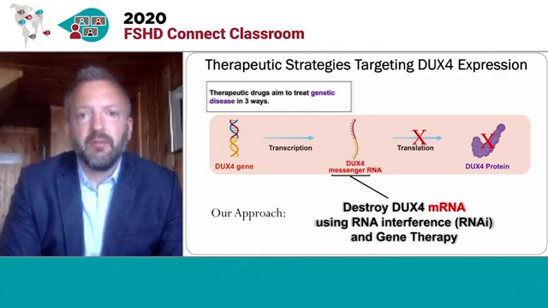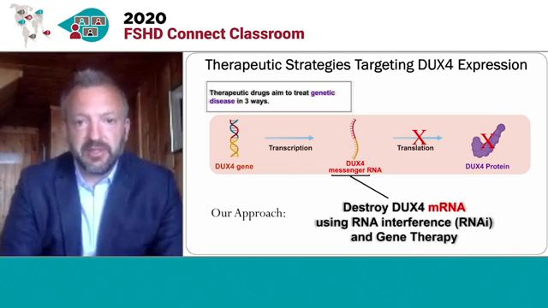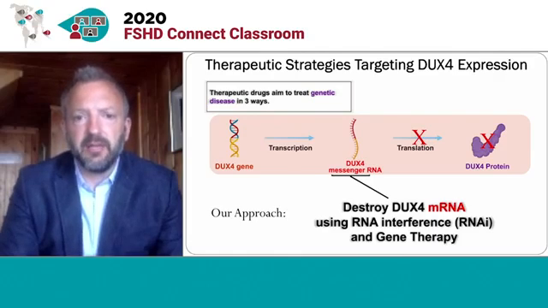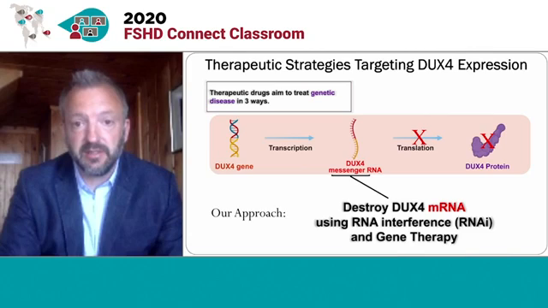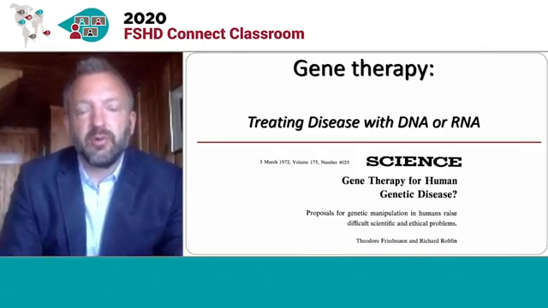So much like the previous talk, our approach is aimed at destroying the DUX4 messenger RNA, so at that center position, using a process called RNA interference, which is also abbreviated as RNAi. And a little bit different from the prior talk, we are trying to induce this RNA interference through a gene therapy strategy. And I'll tell you about that in the next slide. So what is gene therapy?